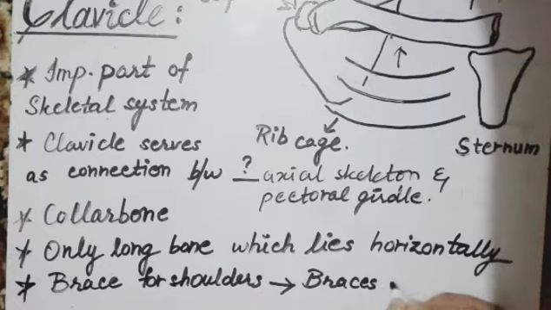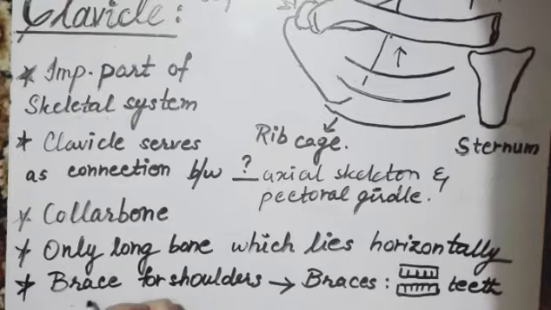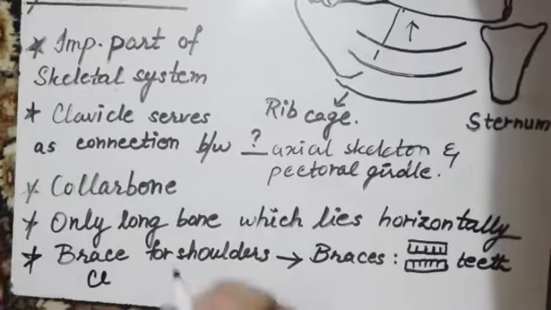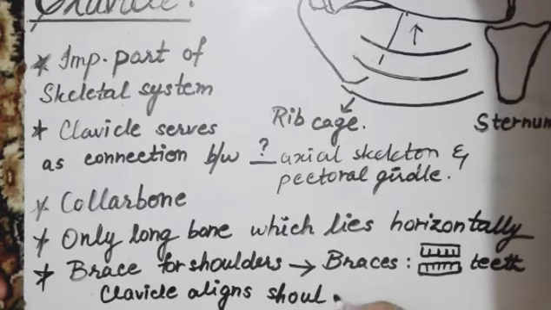It acts as braces for the shoulders. Braces are used to align the teeth, to arrange them in proper shape and line them up. So we can say that the clavicle acts as braces for the shoulders. The clavicle aligns the shoulders. If there were no clavicle connected to your shoulder, it would drop down, and we would experience a lack of stability.